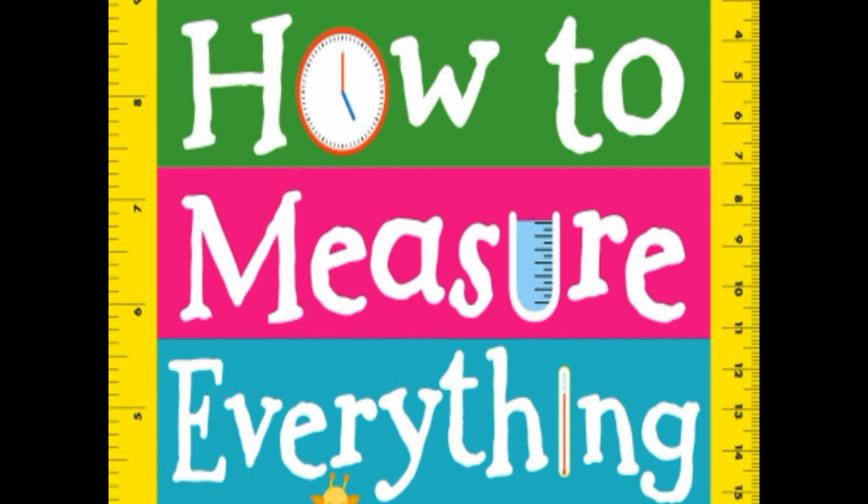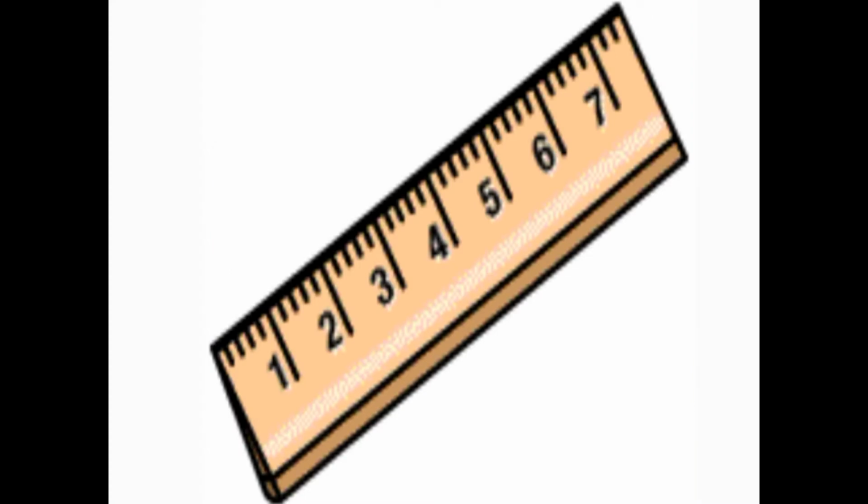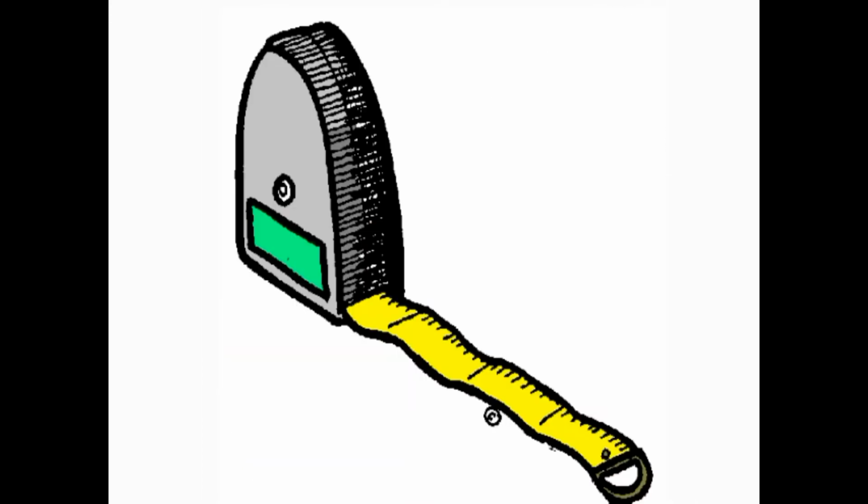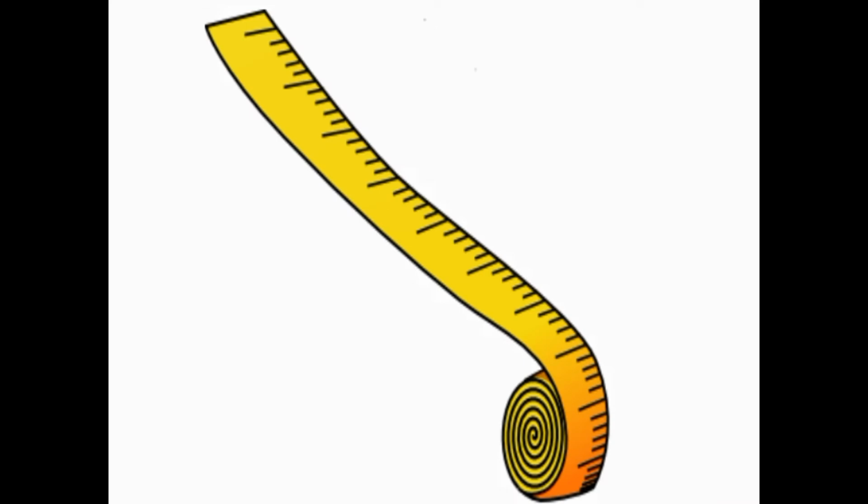So the first thing which we can measure is length. Length can be measured by using a ruler or tape measure. Basically the measurement or extent of something from end to end is called length. And we use a ruler or tape measure for measuring length. The units of length are millimeters, centimeters, meters and kilometers.